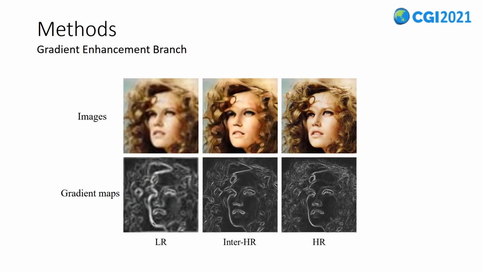The two major contributions of our methods are the gradient branch and the semantic guidance mechanism. First, we found that gradient maps of images can reflect the sharpness. As shown in this figure, the gradient maps of high-resolution images have clearer edges and a stronger contrast between the high and the low intensity. So we hope to utilize gradient information to guide the face superresolution process.